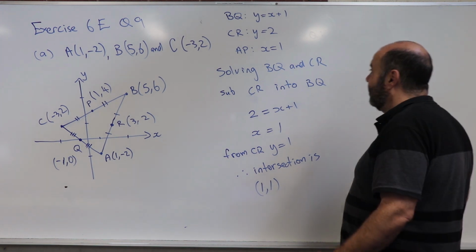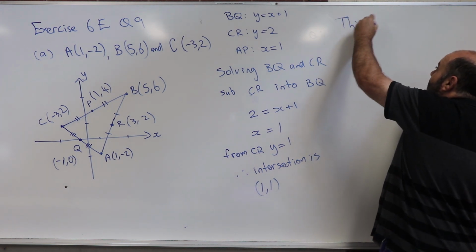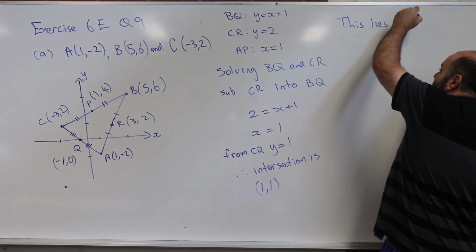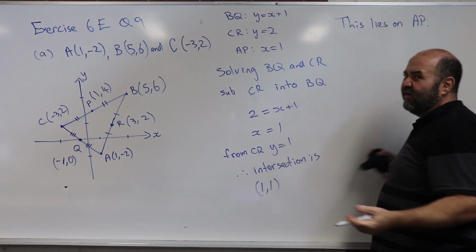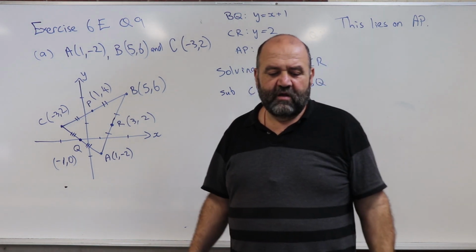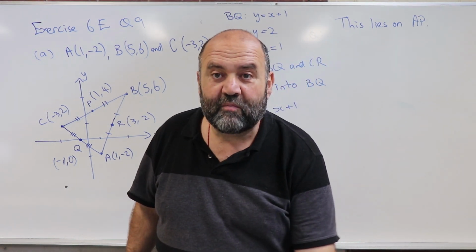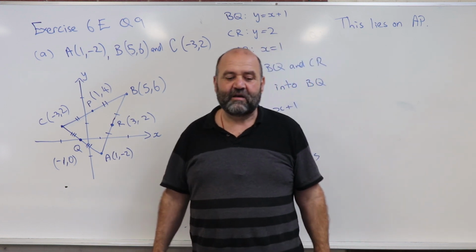I obviously made a silly mistake then. The point is 1, 2, not 1, 1. The things you find in post-production. Sorry guys. Anyway, it doesn't affect the rest of our solution. Just to let you know that that point was actually meant to be 1, 2, not 1, 1. Sorry about that. And this lies on AP because it's got an x-coordinate of 1. So that's all of question 9, part A done.